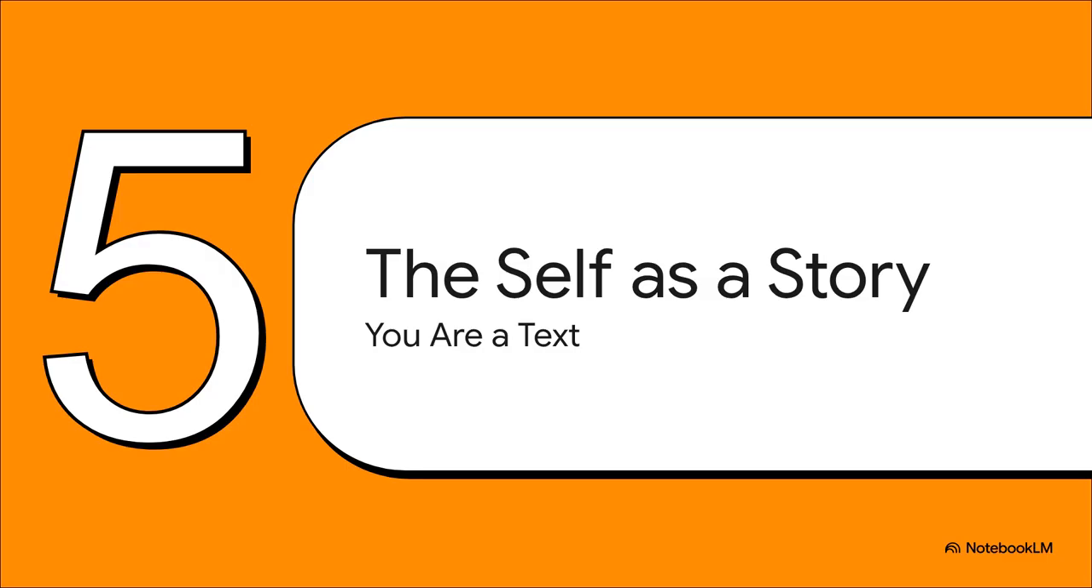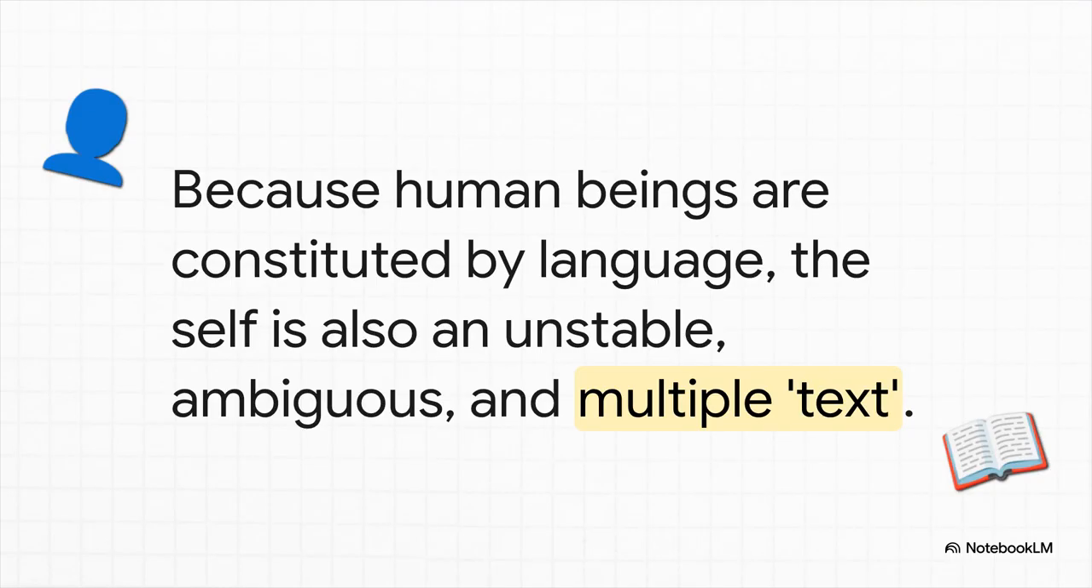Now for the final step, where we turn this powerful lens onto maybe the most personal thing of all, our concept of the self. The logic here is pretty straightforward. If our entire experience of reality is built out of this shaky, unstable system of language, then it follows that our sense of who we are is too. We are also texts, unstable, ambiguous, and full of multiple meanings.